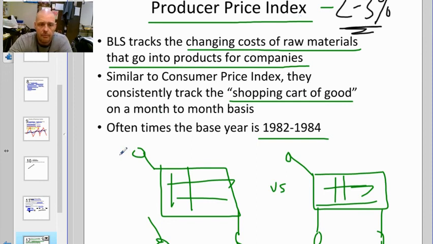So the idea of business cycles, the ups and downs in the economy, defining what part of the up and down we are on, talking about what is causing that up and down, talking about consumer price index and this idea of producer price index.